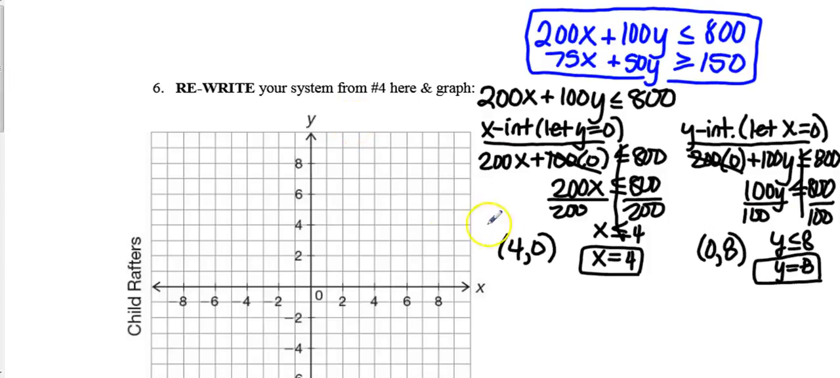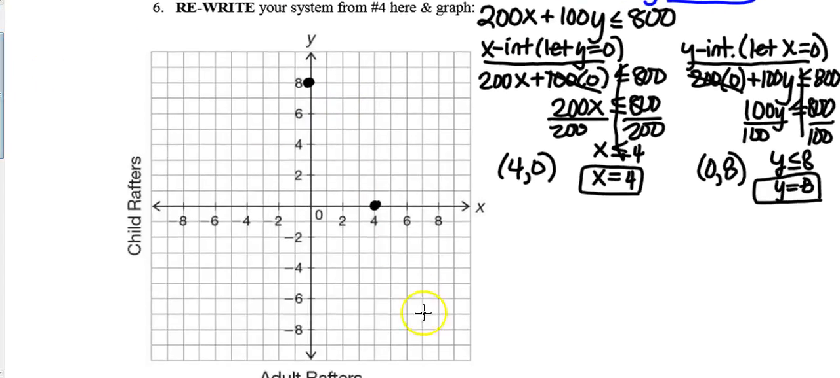Let's plot. So (4, 0) is right here. (0, 8) is here. I know that this is going to be a solid line. So I'm going to take my straight edge and I will sketch a solid line all the way through.